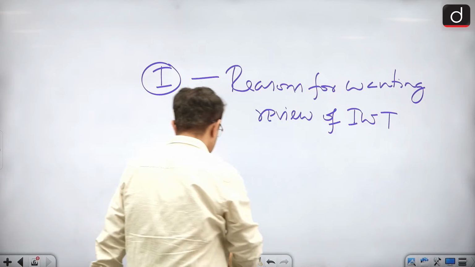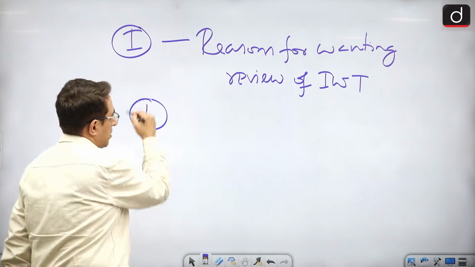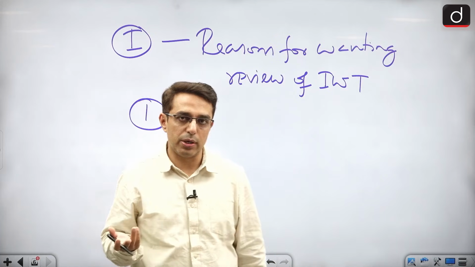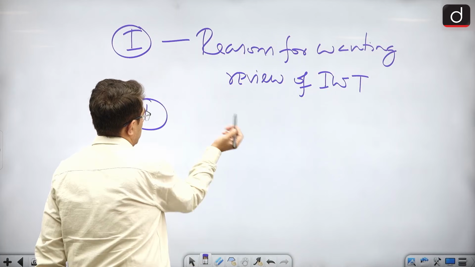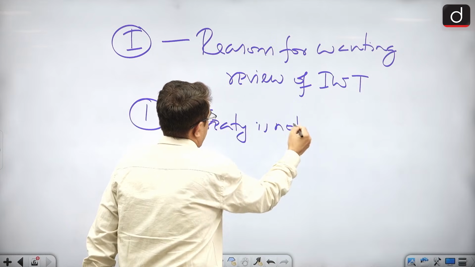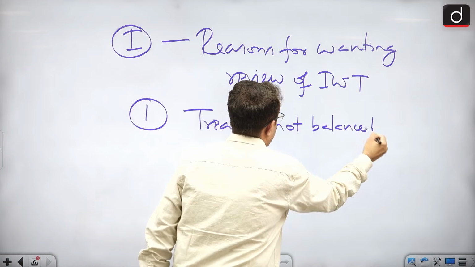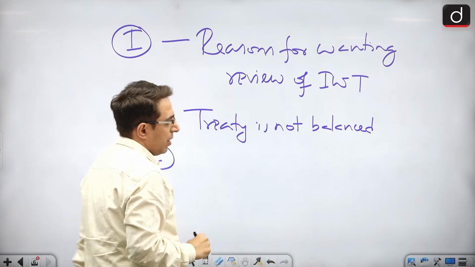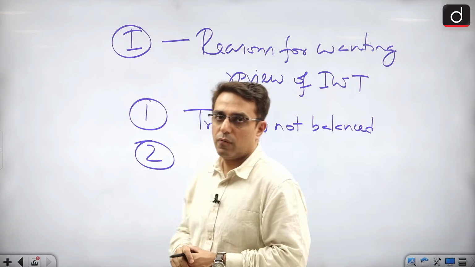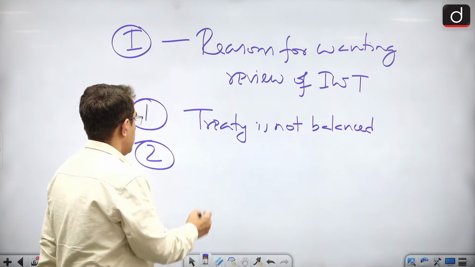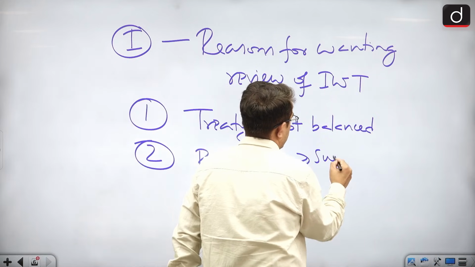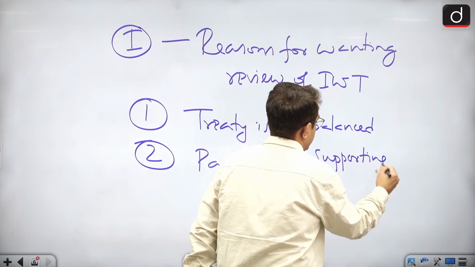So first reason is the treaty is not balanced. 80% water flow in the western rivers has been allocated to Pakistan. So the treaty is not balanced. What can be the other reason? This has to do with Pakistan's support for cross-border terrorism. So Pakistan supporting cross-border terrorism against India.